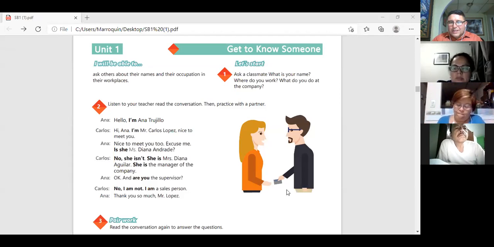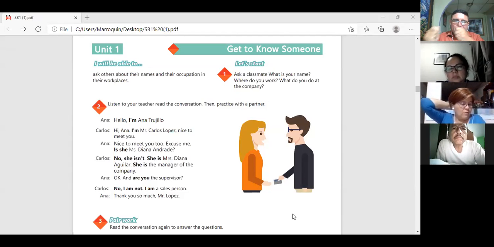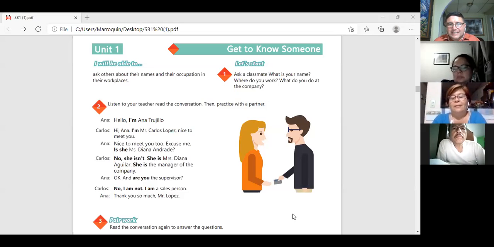So, what are they doing in the picture? ¿Qué están haciendo en la foto? What are they doing? Exchange the card. Okay. How do you say intercambiar in English? Exchange. Yeah. Si la chica estuviera con una tarjeta en la mano, usted diría, they are exchanging business cards. But in this case, maybe he's giving her. Exactly. So in this case, the man is giving the woman his business card. All right. Any questions?